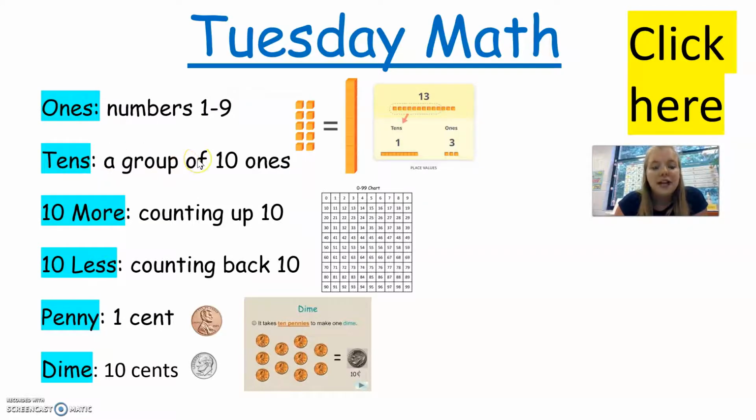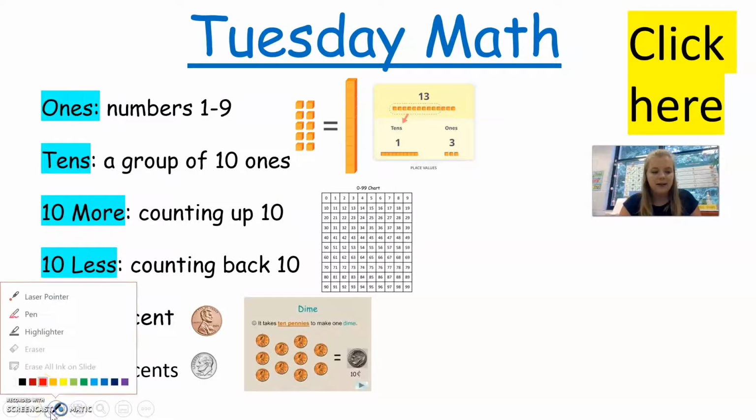Tens are a group of 10 ones. So once you have 10 ones, you can get one group of 10. And that's the rod in our base 10 blocks. So let's look at the number 13. The number 13 has one group of 10 and 3 ones, okay?